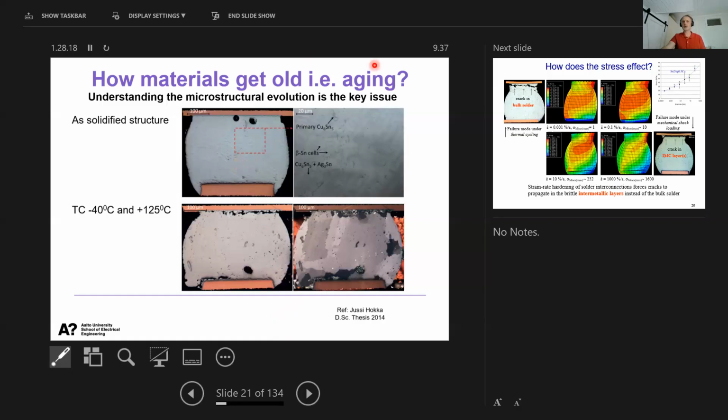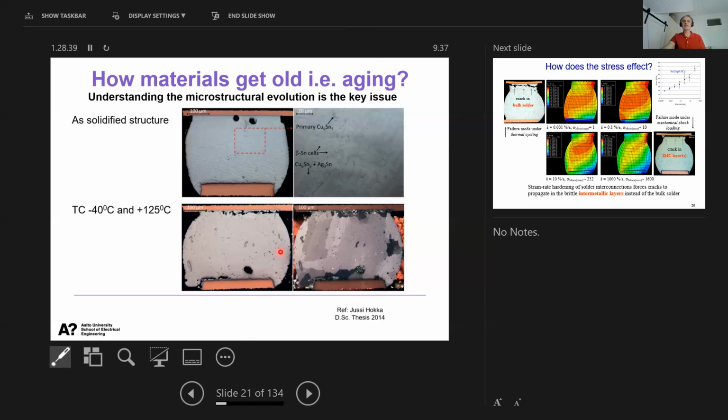Was there a question? Yeah, can I ask a question about this? Of course, please do. I was wondering if it's really only the strength that deteriorates. Looking at the second picture, I would also guess that the conductivity decreases and the resistance of the solder bond goes up. Is that true?